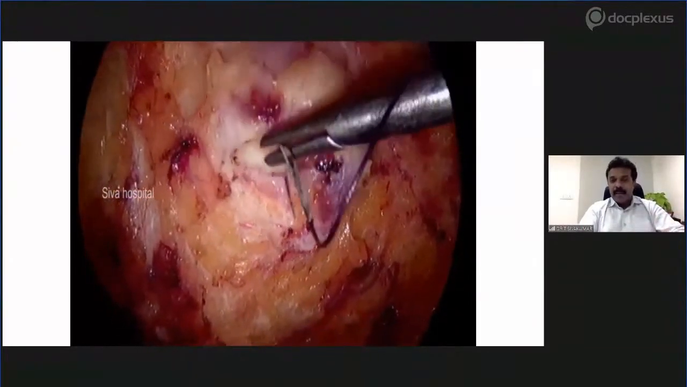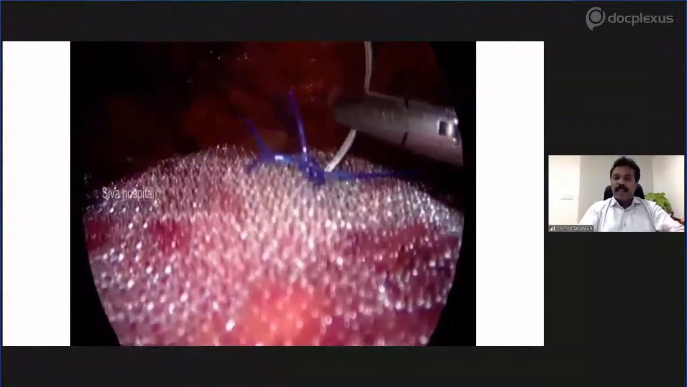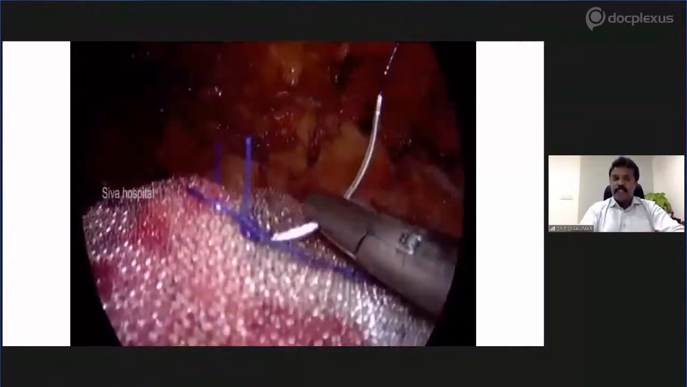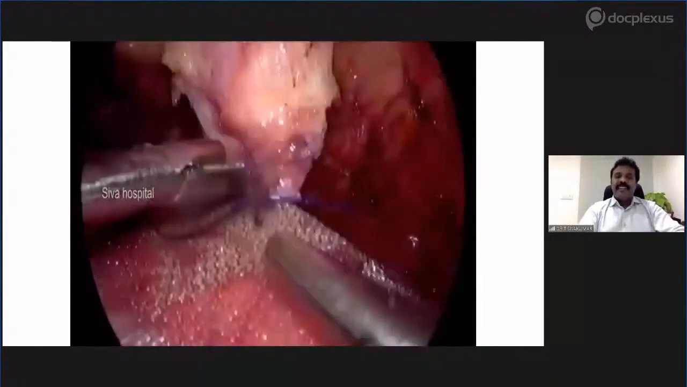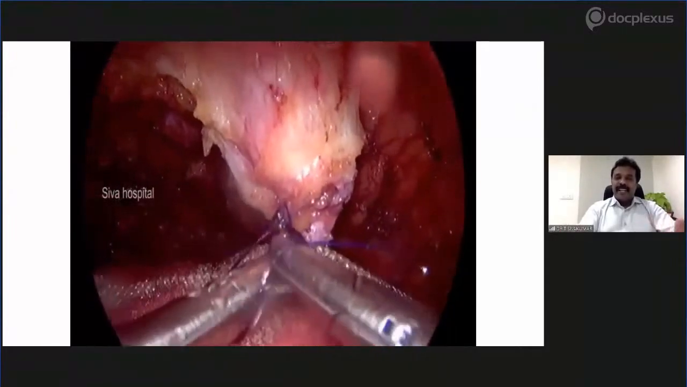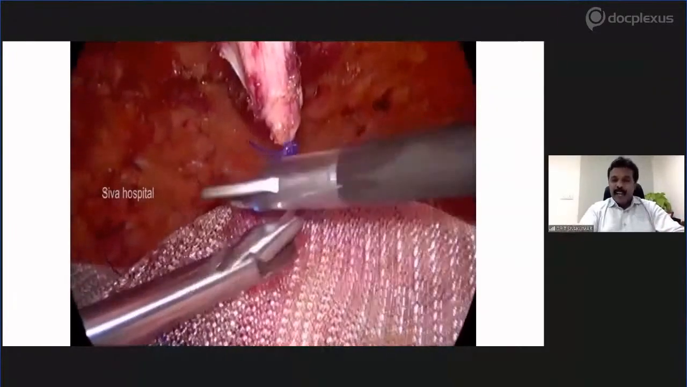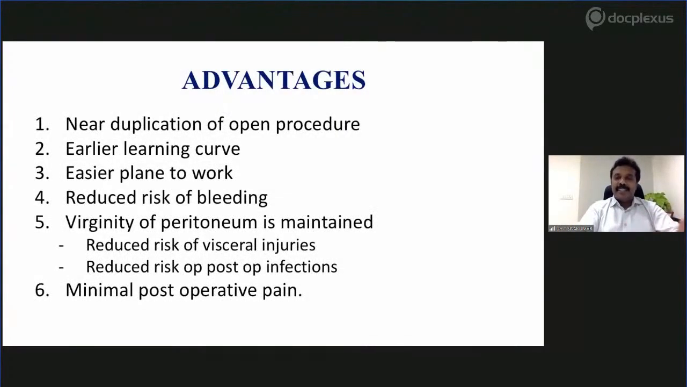Then I'm fixing the umbilicus to the mesh or the rectus sheath to recreate the umbilicus. We should be careful here. We should not take it into the skin, because then there is a chance of necrosis around that place.